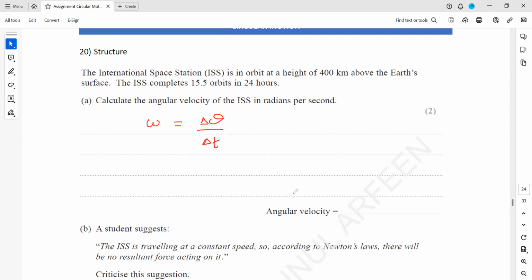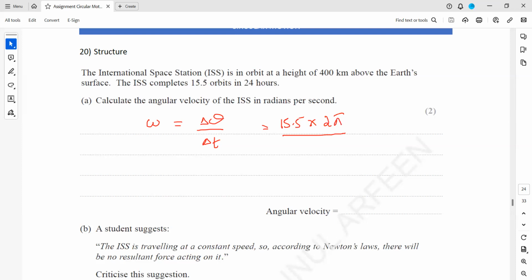They mention here it is completing 15.5 orbits in 24 hours, but we need it in radian per second. Like 15.5 revolutions is there, so we have to convert that into radian. One revolution is 2 pi radian, so the total radian will be 15.5 multiplied by 2 pi.